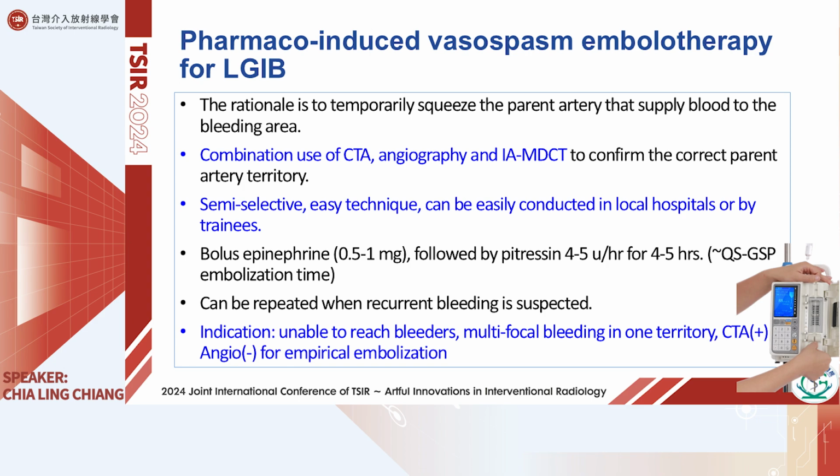We usually use the vasospasm and bowel therapy in patients when we were unable to reach the bleeder, when the bleeder is multifocal bleeding in one territory, or the CTA is positive but the angio is negative, for empirical embolization.